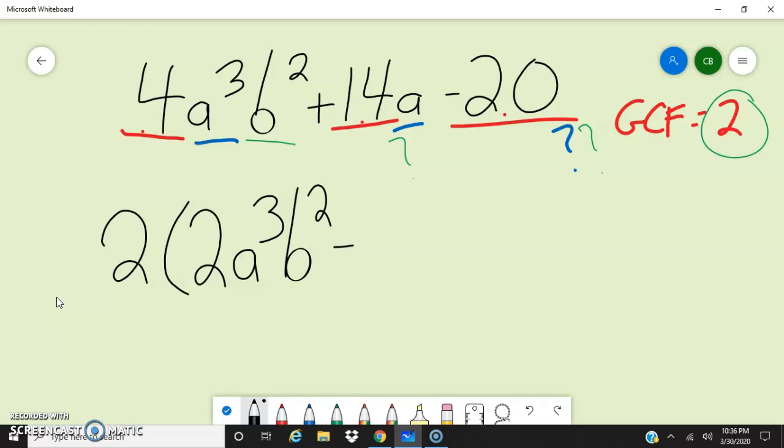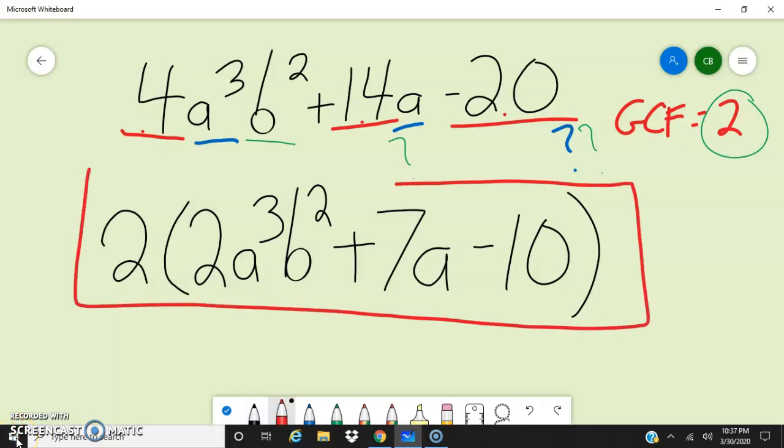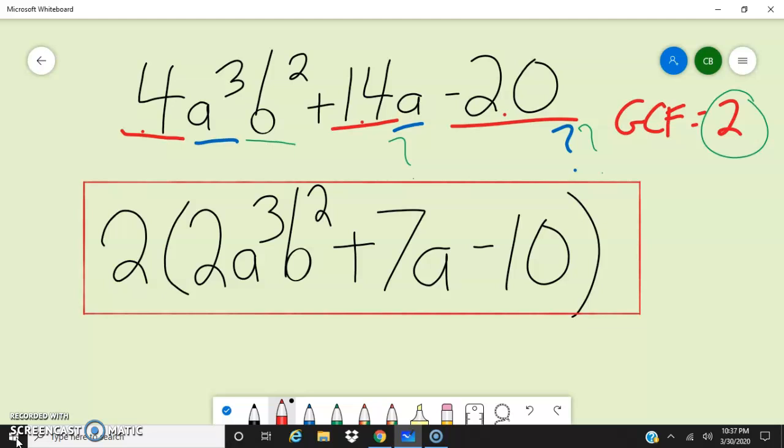Now I'm going to move to the middle term. So this positive 14 divided by 2 is 7. And since I don't have any a's here, I'm just going to bring down the a right here. And the last term, negative 20, divided by 2 is negative 10. And that would be my final answer. My GCF of 2, and I've factored it out of the expression.